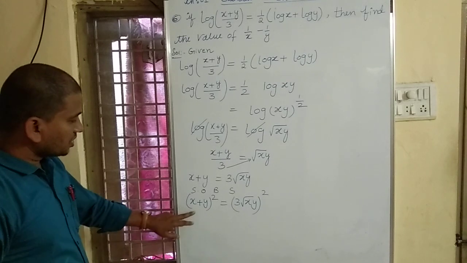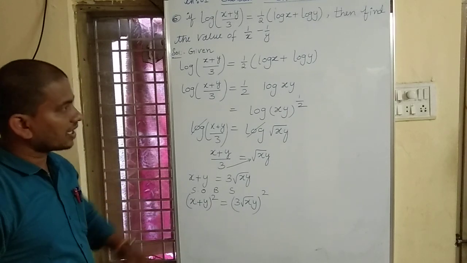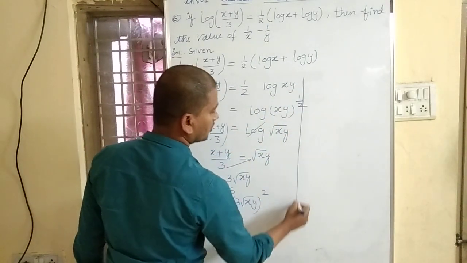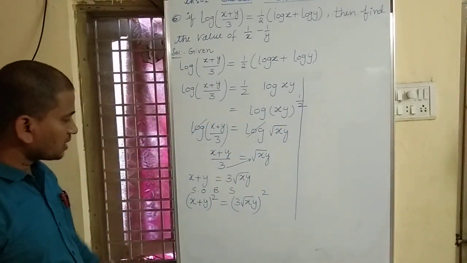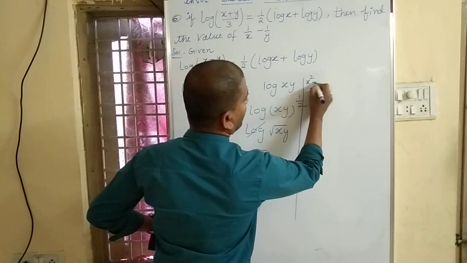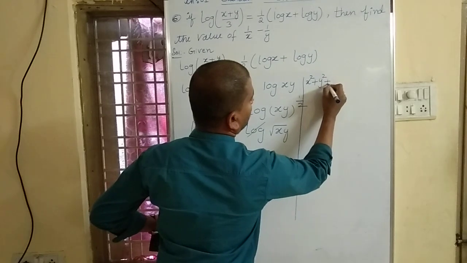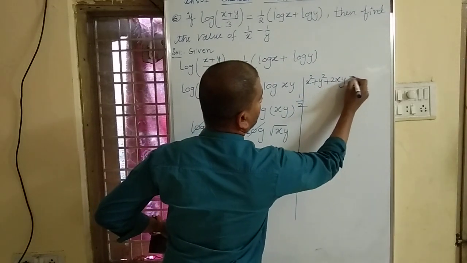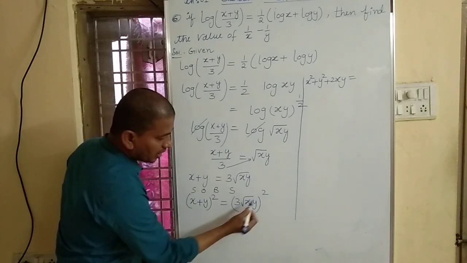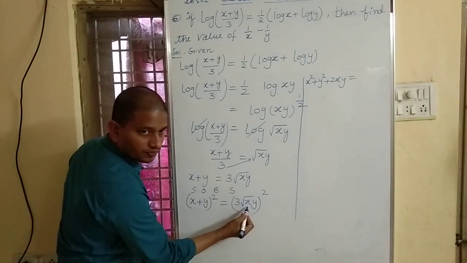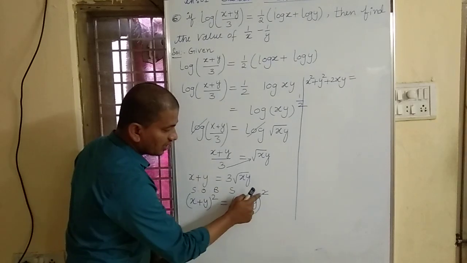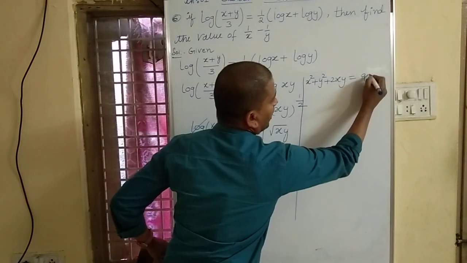This is in the form of (a plus b) whole square. What is the formula of (a plus b) whole square? It is a square plus b square plus 2ab. On the right side, the square applies to 3 as well as to root xy, so the square root gets cancelled. 3 square is 9, and xy.